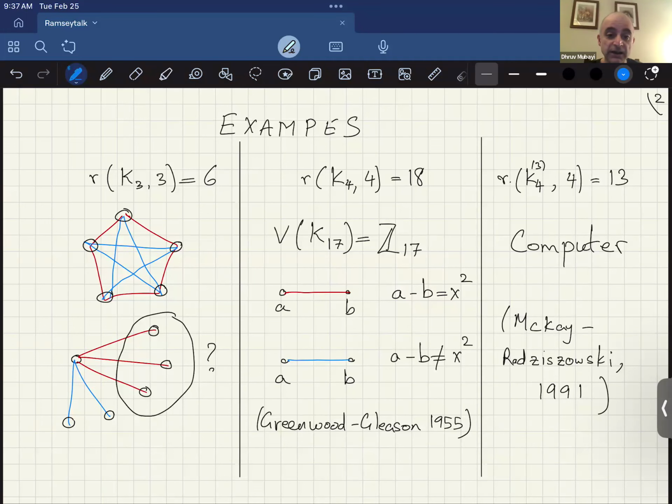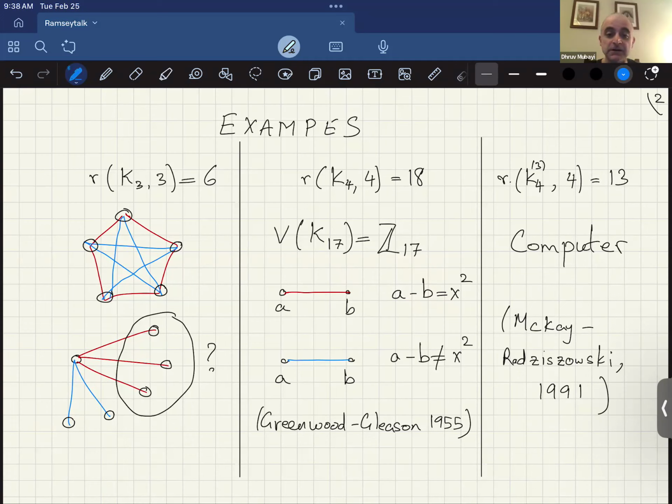More interesting is r(K4, K4) is 18. Some of us may know how to do this. For the construction, you need to two-color the 17-vertex graph without a red K4 or a blue K4. And that's the coloring.